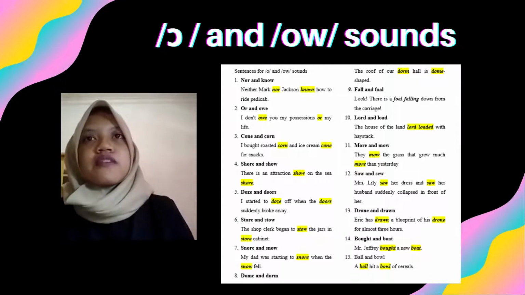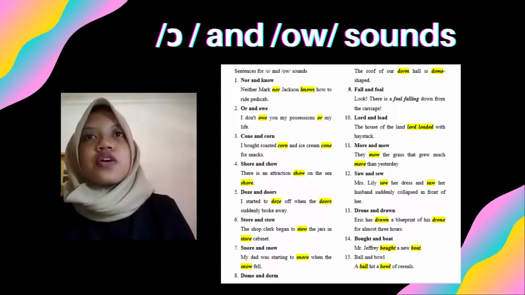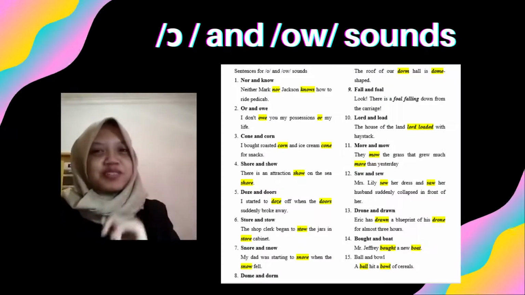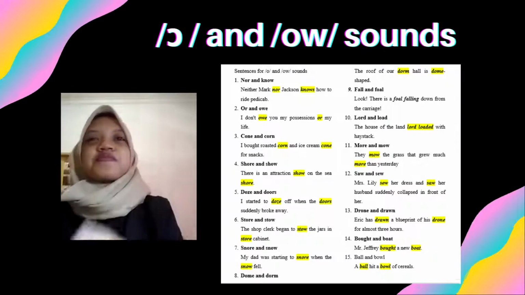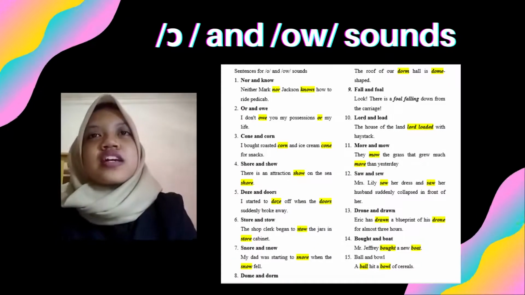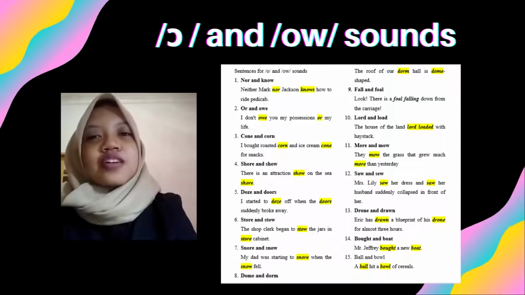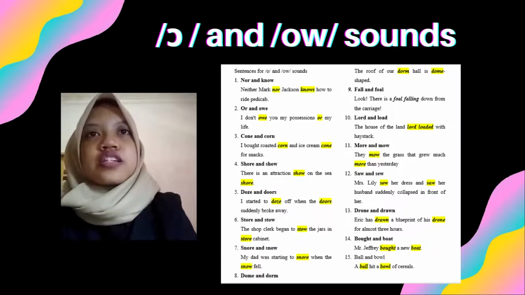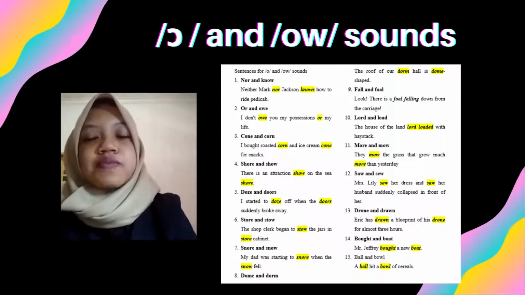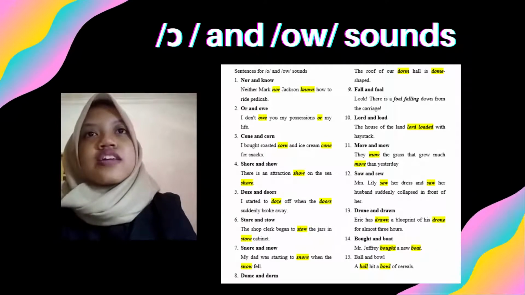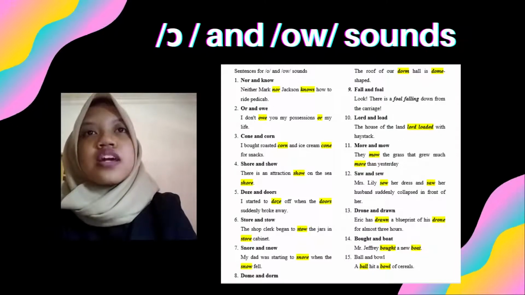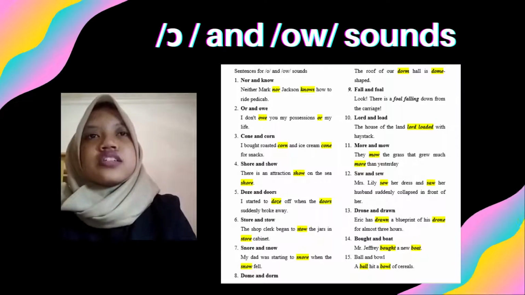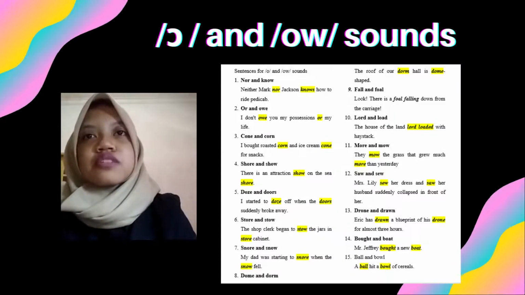And then number 9, we have fall and foal. I'm sorry. Okay, let me repeat it once again. In number 9, we have fall and foal. Look, there is a foal, F-O-A-L, falling, F-A-L-L-I-N-G, down from the carriage.